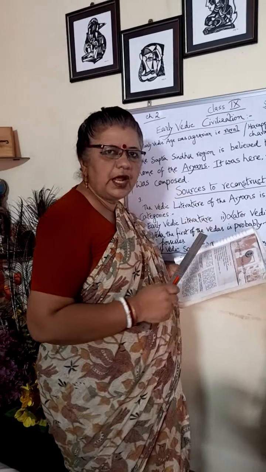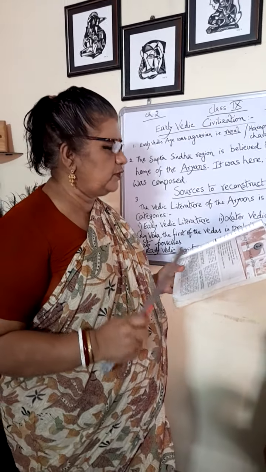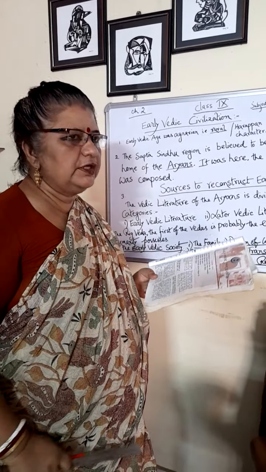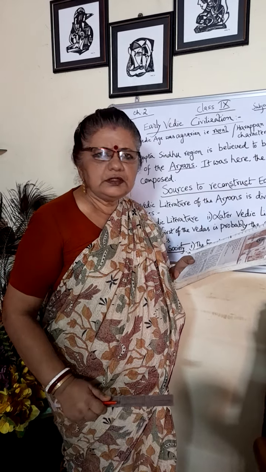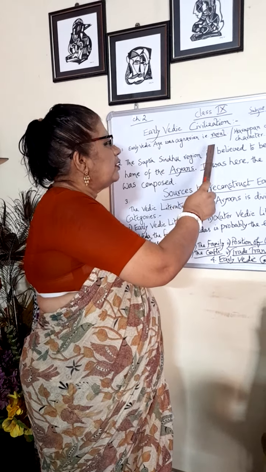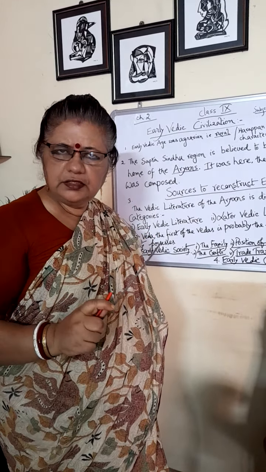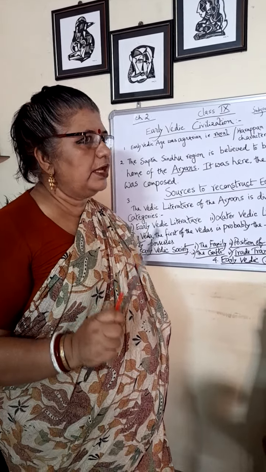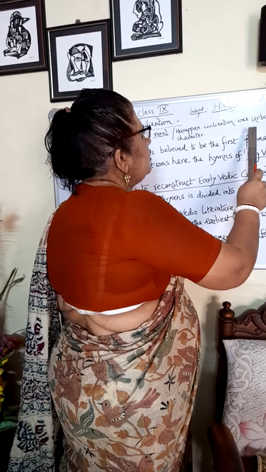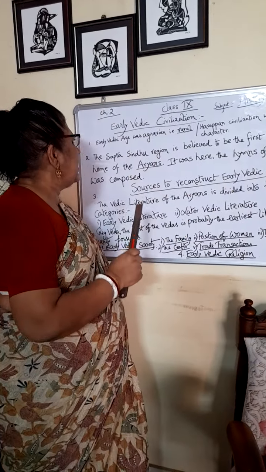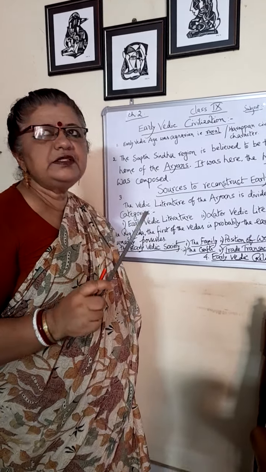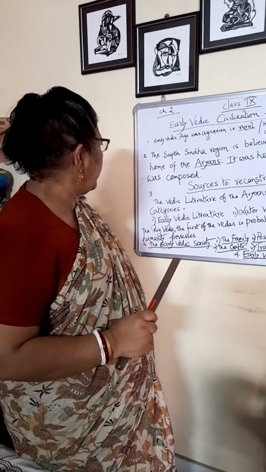Today I want to start, actually yesterday I started already, chapter 2, Early Vedic Civilization. I want to give a little bit of revision today. The early Vedic age was known as agrarian, that is a rural society, whereas the Harappan civilization was urban in character.